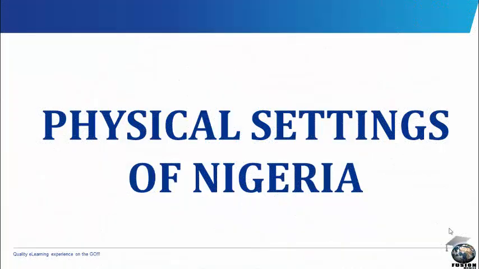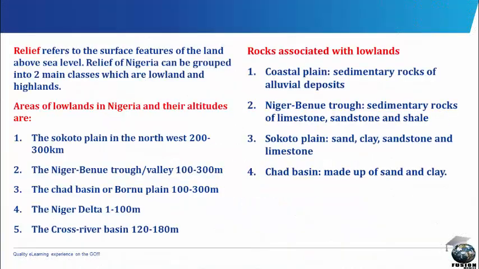Physical settings of Nigeria. Relief. Relief refers to the surface features of the land above the sea level. The relief of Nigeria can be grouped into two main classes, which are lowlands and highlands.